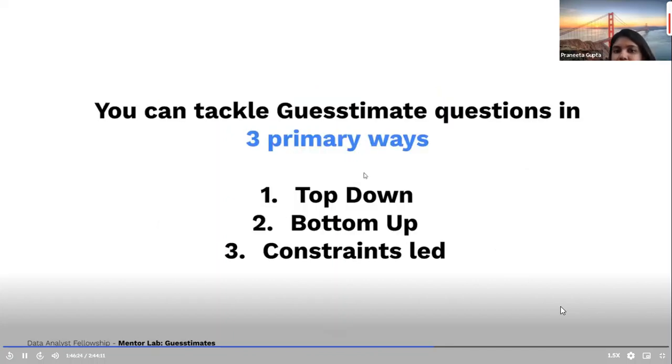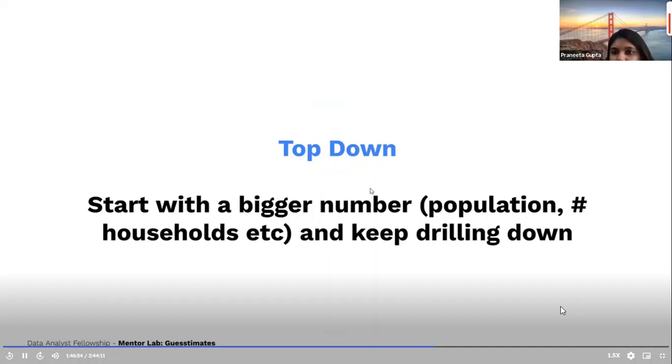Now, to tackle this, there are 3 different approaches. First is top down, then second is bottom up, and third is constraints led. Let's just start working with the top down approach. So in this, you start with a bigger number and you keep on drilling down. So it's like funnel analysis.